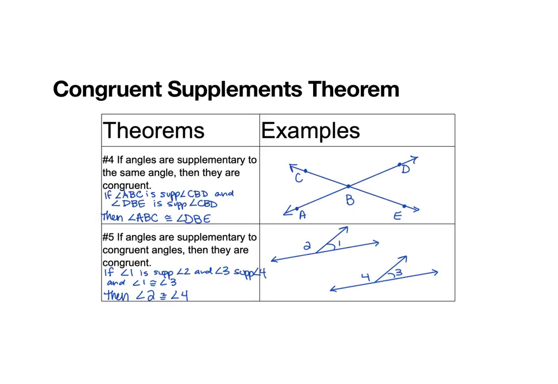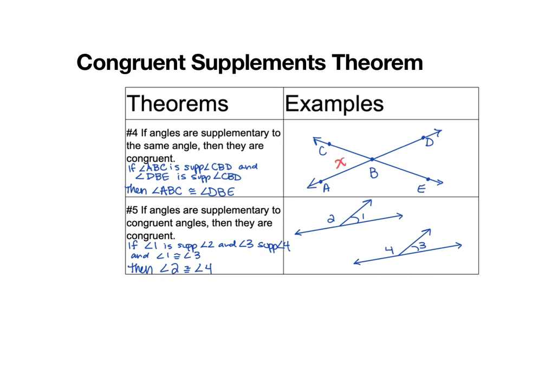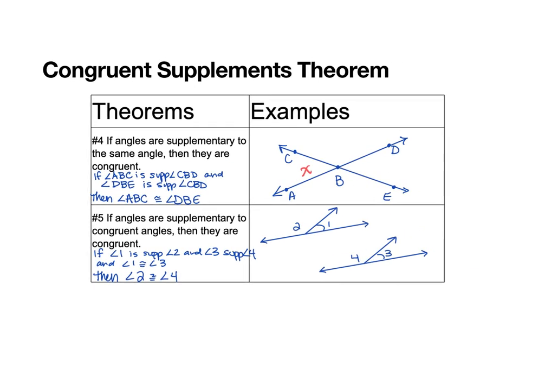The next theorem we're going to discuss is the congruent supplements theorem. And there's two parts to this. If angles are supplementary to the same angle, then they're congruent. And the next part says if angles are supplementary to congruent angles, then they're congruent. Let's see how this works. So if I'm looking at angle ABC, and I know it's supplementary to CBD, so here is ABC, let's call that x, and then CBD is 180 minus x.